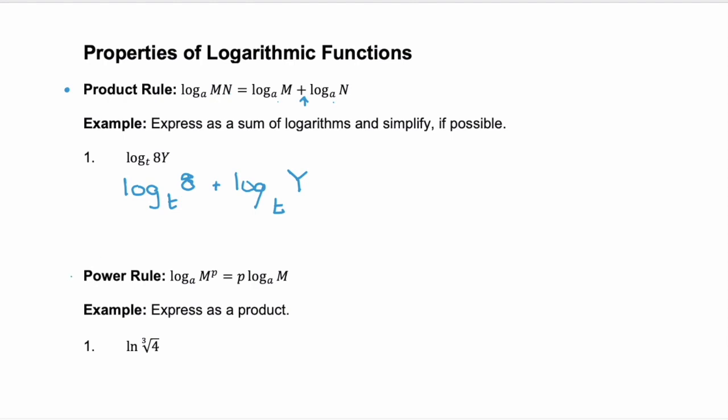Our second rule is the power rule. And that's if you have log base a of m to the power of p, that exponent or the power can come out in the front of the log.